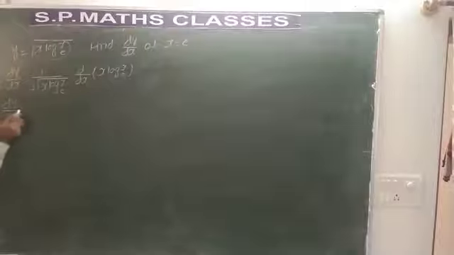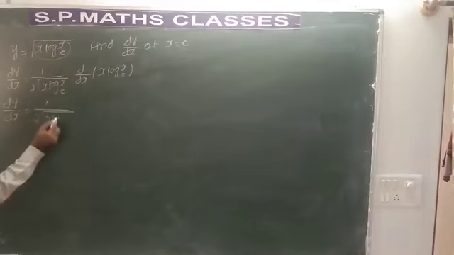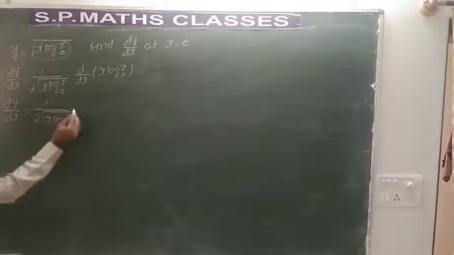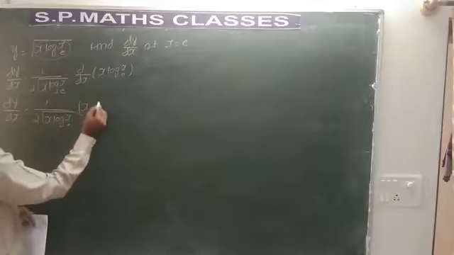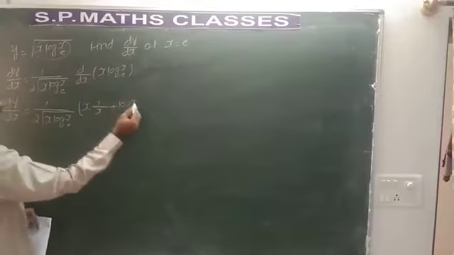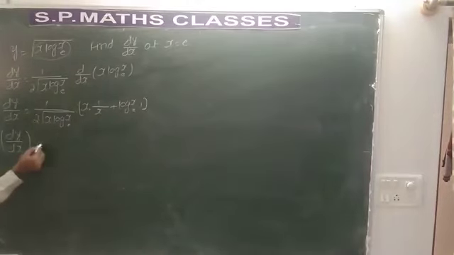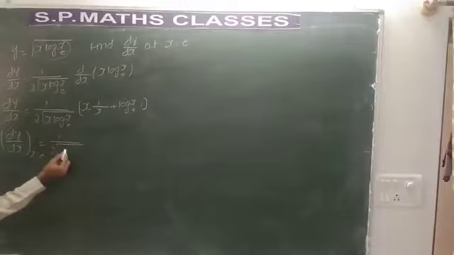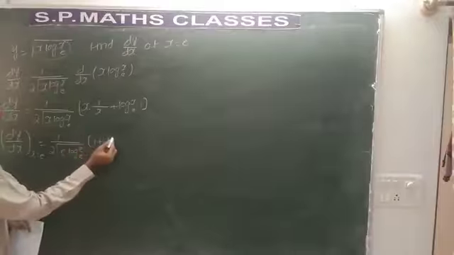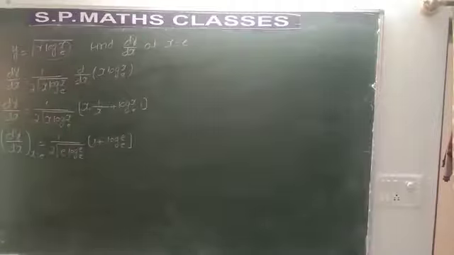So what is dy by dx now? 1 by 2 root x log x to base e. First function, derivative of log x is 1 by x. Second function, log x, derivative of x is 1. You want dy by dx at x is equal to e. 1 by 2 root e into log e to base e. The x cancels, 1 plus log e to base e. Probably you have understood this.